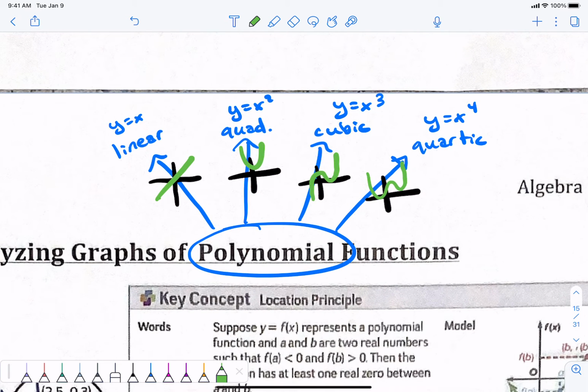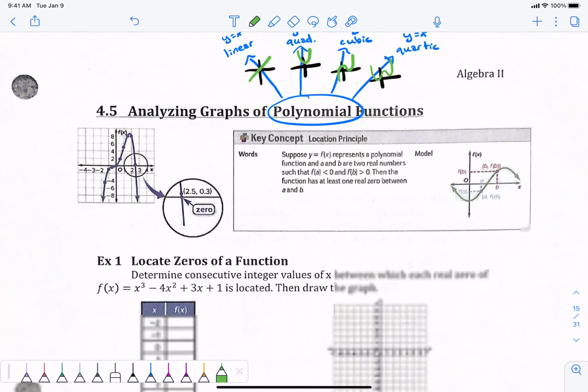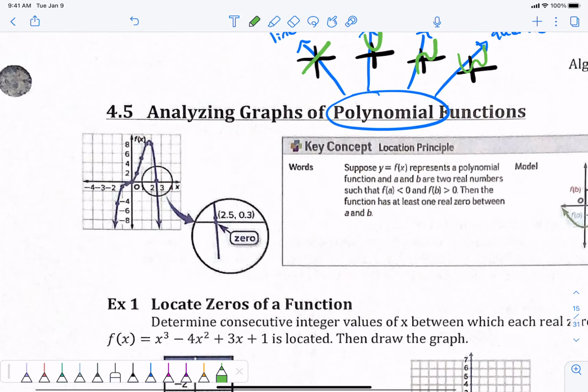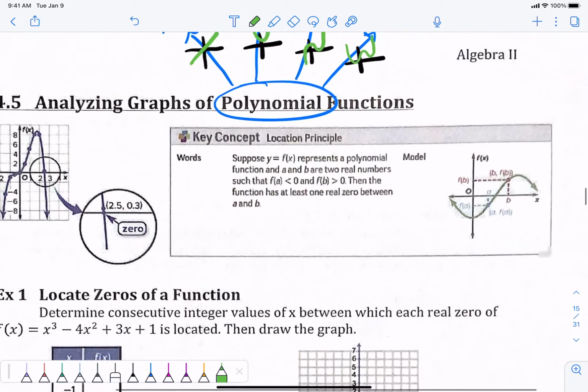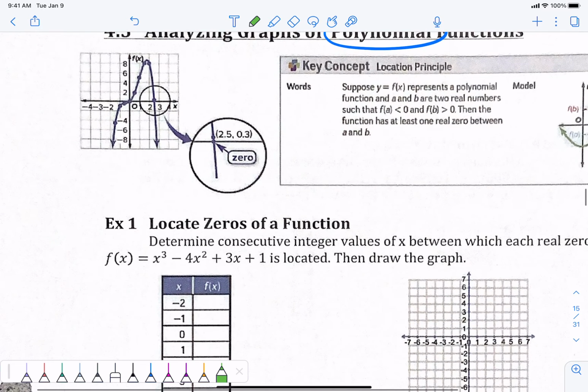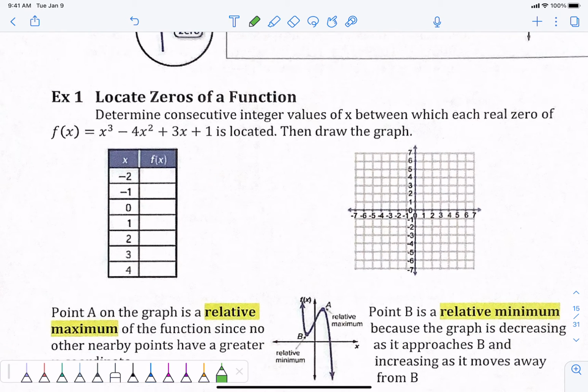Okay, those are the main four that you'll have to deal with. You could go quintic functions, you could go x to the 8th power functions, whatever. But those are all polynomials, or the set of polynomials. So they're curvy things. If they're not a straight line, they're curvy things. So we're analyzing graphs of those things and talking about what happens at those places. All right. Locating zeros of a function. They want us to plug these numbers into this equation and go from there.